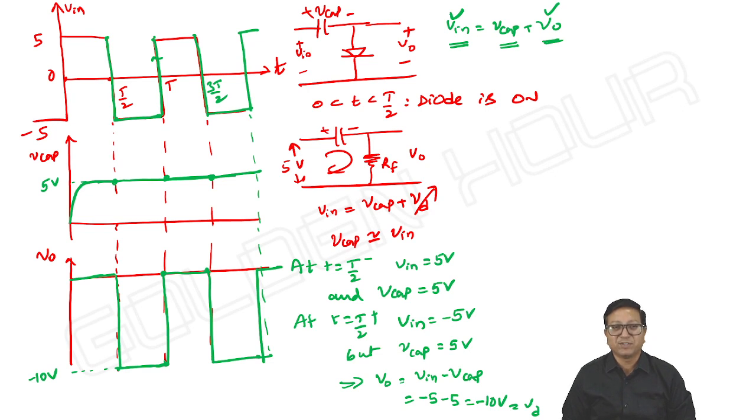But the only difference is the average value of input, or the DC component of input, is 0. And what is the DC component of output? Minus 5. That's it. Input is pure AC. Output is equal to input minus V capacitor. V capacitor is input maximum. That becomes the DC component of our output. Okay. This is how we can do this problem.